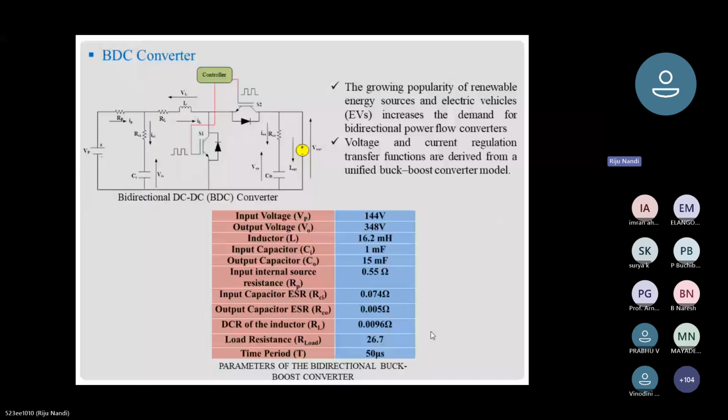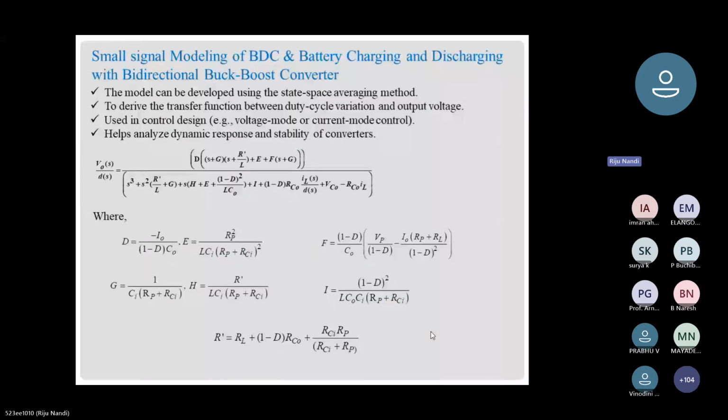So you can see this is the small signal modeling of the BDC and battery charging and discharging with the bidirectional buck-boost converter. The model can be developed using the state space averaging method. I made the V0 by D equation using small signal modeling. You can also use the state space averaging model; both techniques you can use. This is to derive the transfer function between duty cycle and output voltage, V0 by D.